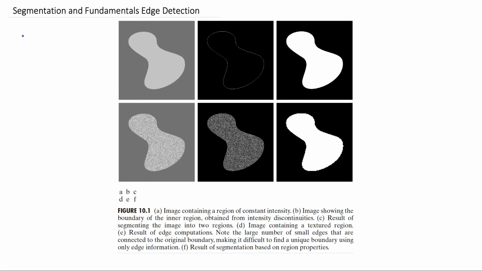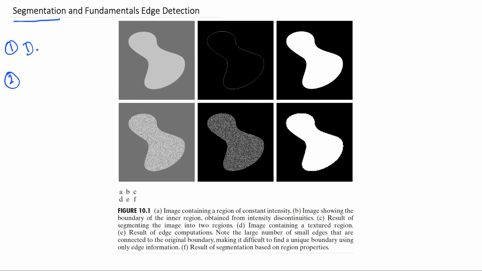In this video, we will talk about the idea of segmentation and the fundamentals of edge detection. Segmentation is the process of dividing an image into its constituent regions or objects. So basically, we will be exploiting two different properties in an object to make the process of segmentation possible.